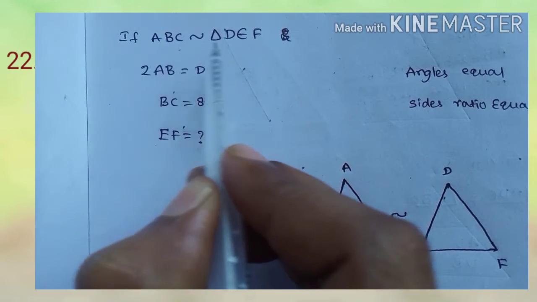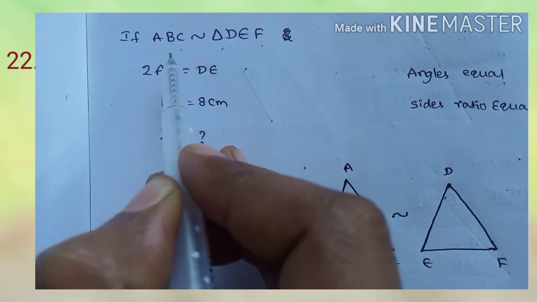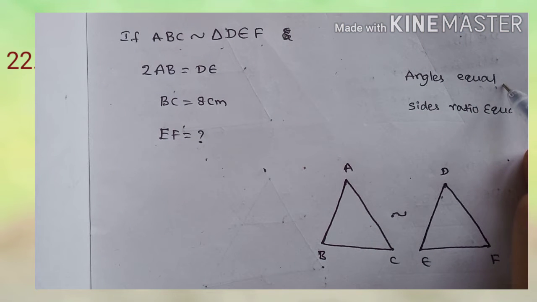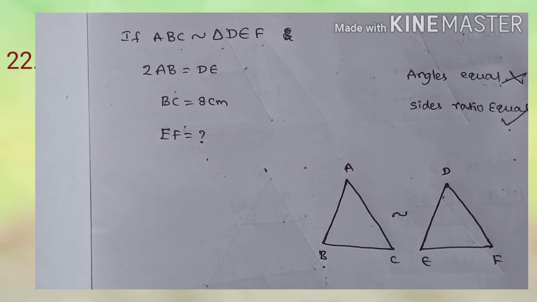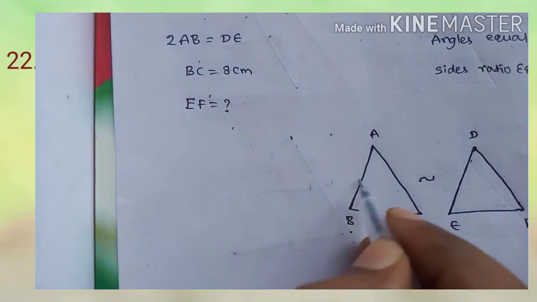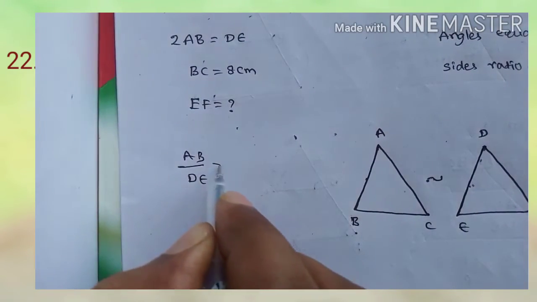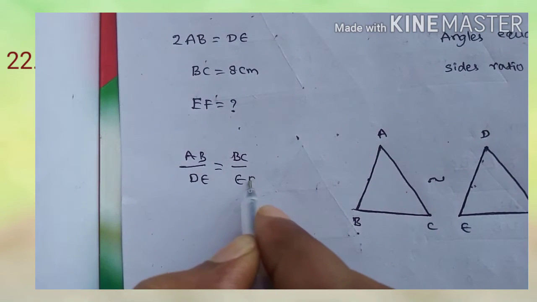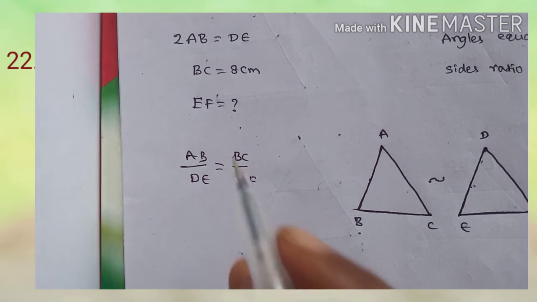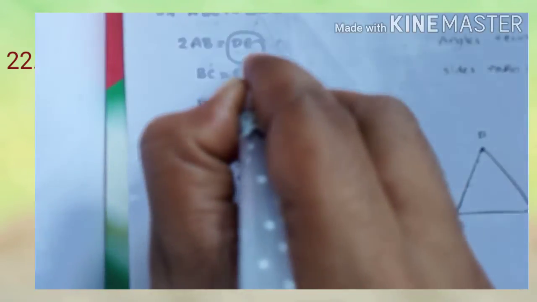Given triangle ABC is similar to triangle DEF, and given these sides, since two triangles are similar, we can apply the rule: angles are equal or sides are proportional. Here the angles are not asked, so we have to use sides in proportion. So what are the sides here? First side by first side, AB by DE, is equal to second side by second side, BC by EF. Sides are in proportion. Here AB by DE is equal to how much is given?